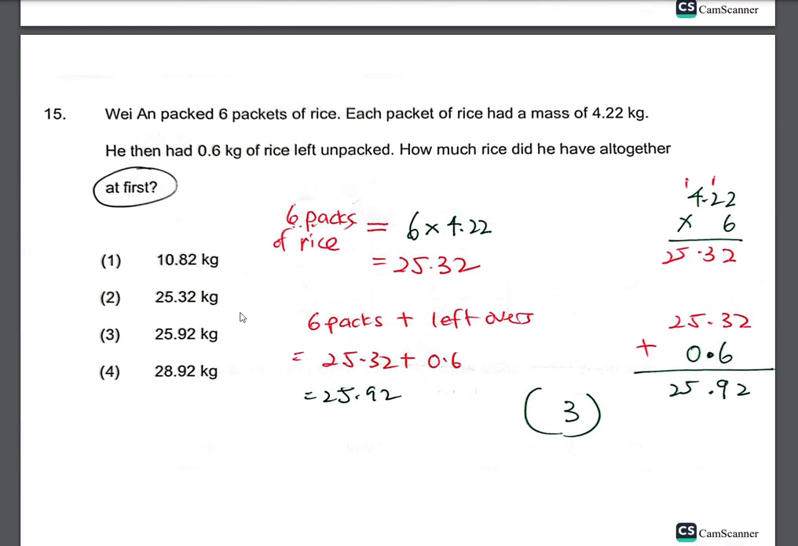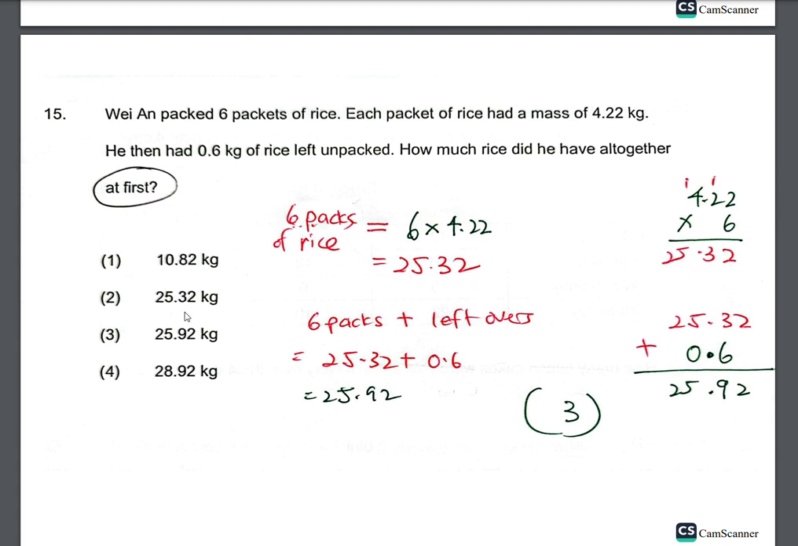Question 15. We unpack 6 packets of rice. Each packet of rice has a mass of 4.22 kilograms. That's a lot of rice. Okay, he then had 0.6 kg of rice left unpacked. How much rice did he have all together at first? So 6 packets of rice will be 6 times 4.22. I multiply this, I get 25.32.